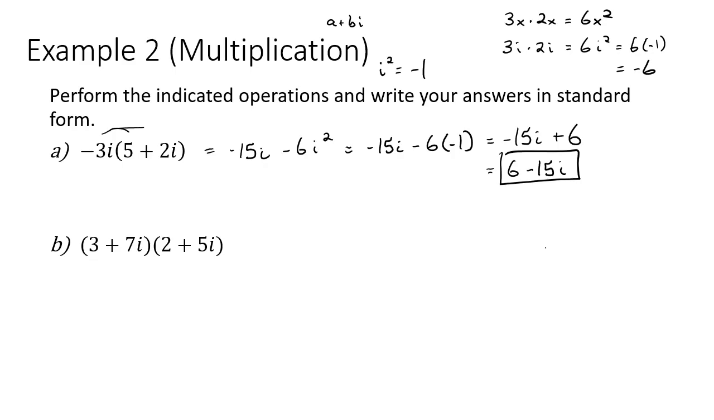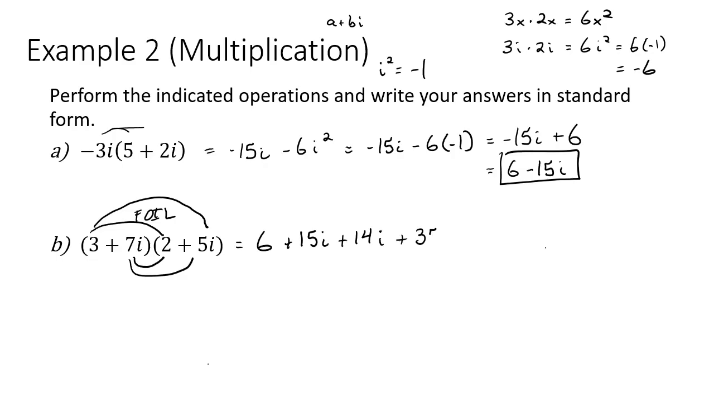For part B, we're going to have to FOIL this. So first terms, we'd have 3 times 2 or 6. Distribute the 3 through. 3 times 5i would give us a 15i. Now I'm going to distribute the 7i through. 7i times 2 would give us a 14i, and then 7i times 5i, the 7 times 5 would give us 35, and the i times i would be i squared.